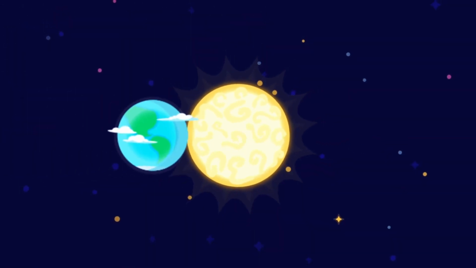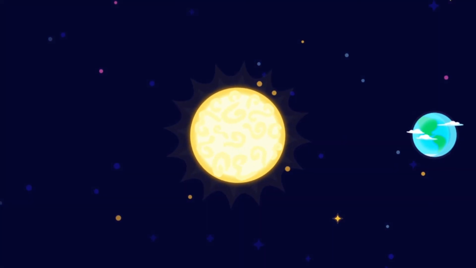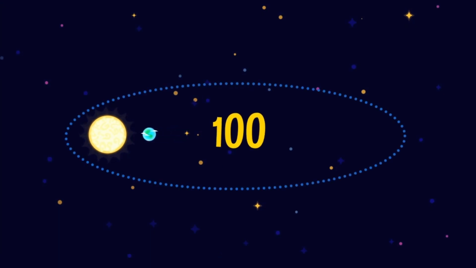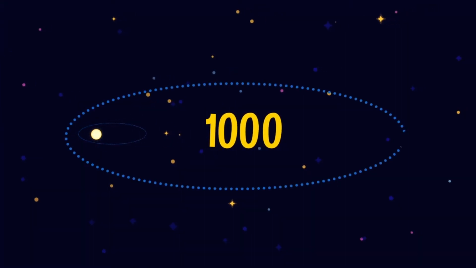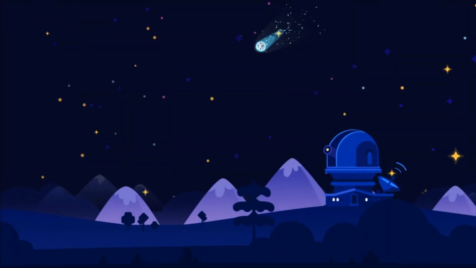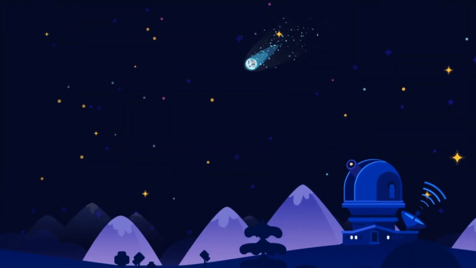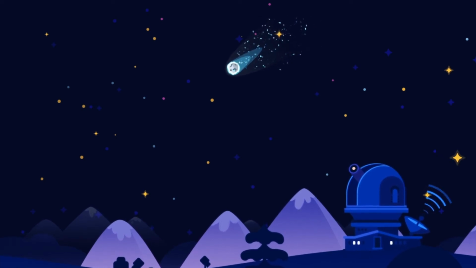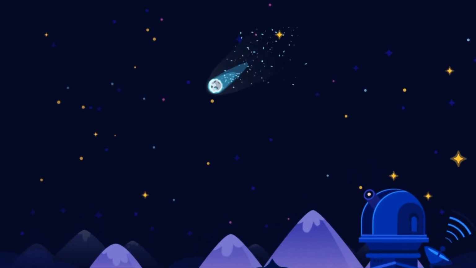Some comets, like planets, orbit the sun over a period of a few years, but most of them need hundreds, thousands, and even millions of years. For example, the brightest comet of the last century, Hale-Bopp, won't come back to us for 2,000 years.